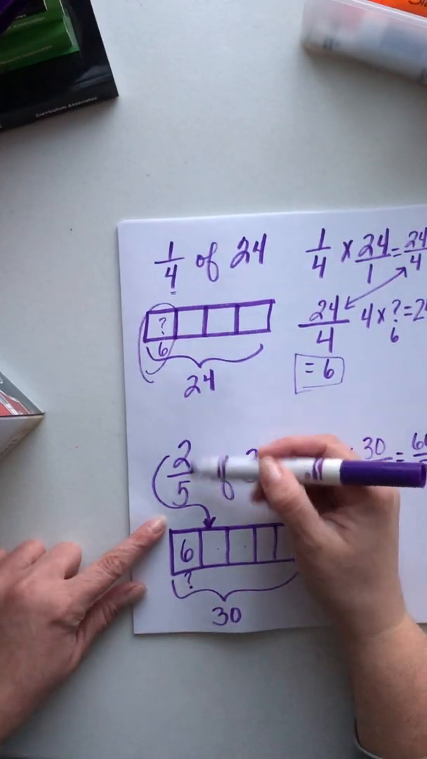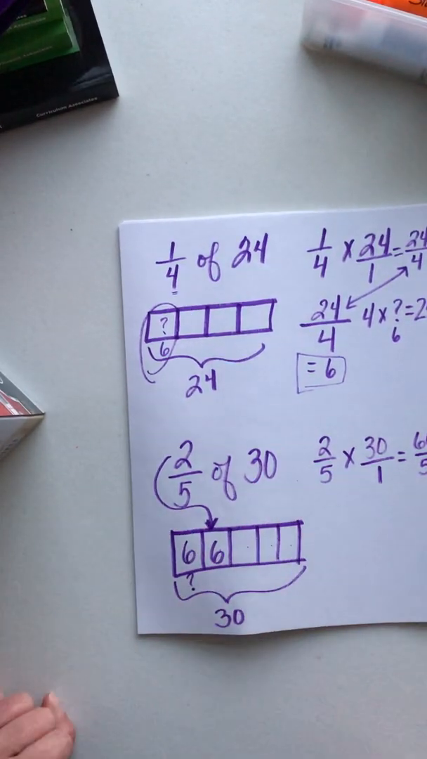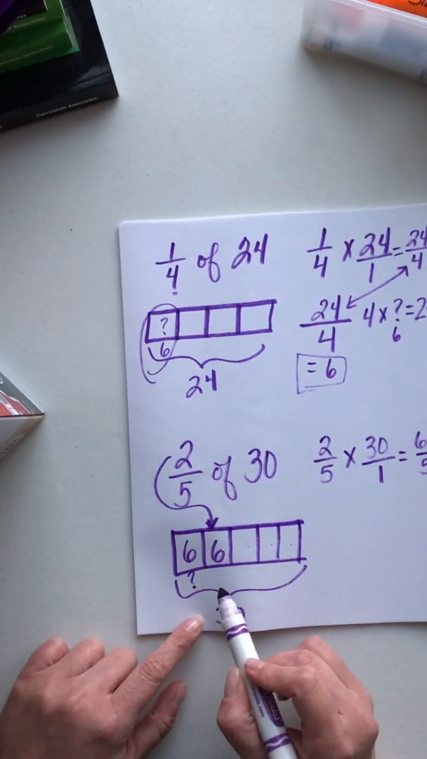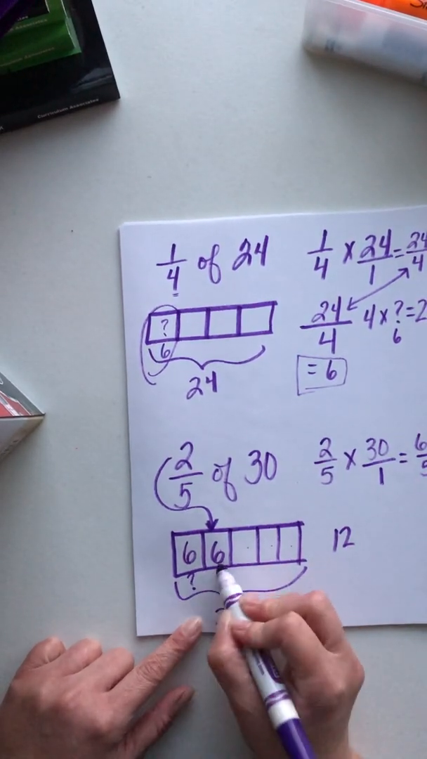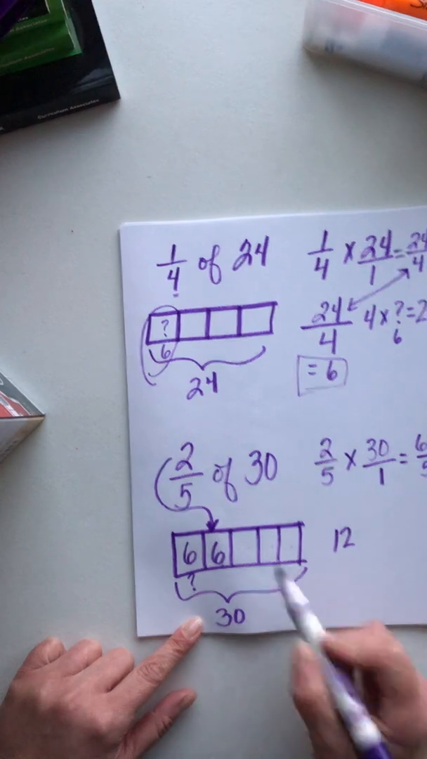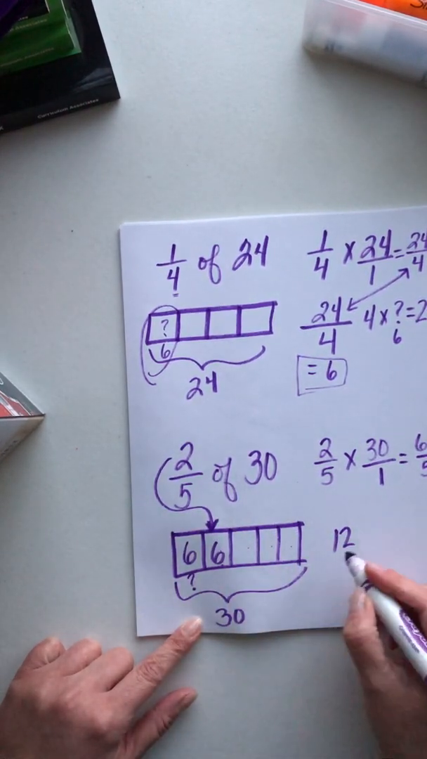So I would actually need 2 of these guys to equal this. So the answer would be 12, because I would need 2 of these fifths to equal what they've already asked us to do.